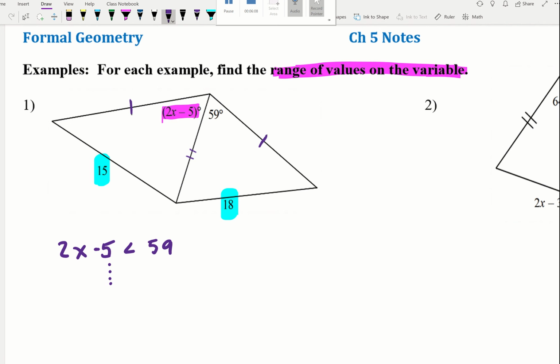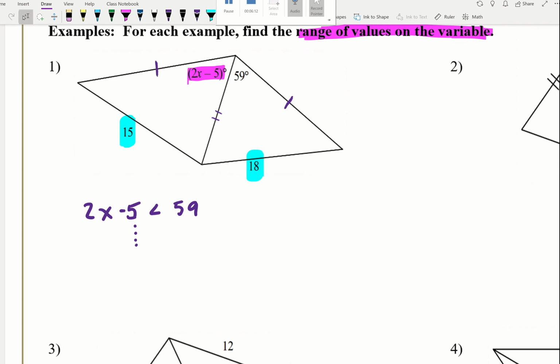I'm not doing great here. Hopefully my voice isn't too crazy. If I work this through, I know that x is less than 32. Great, so that's my range of values. That's all I can tell.